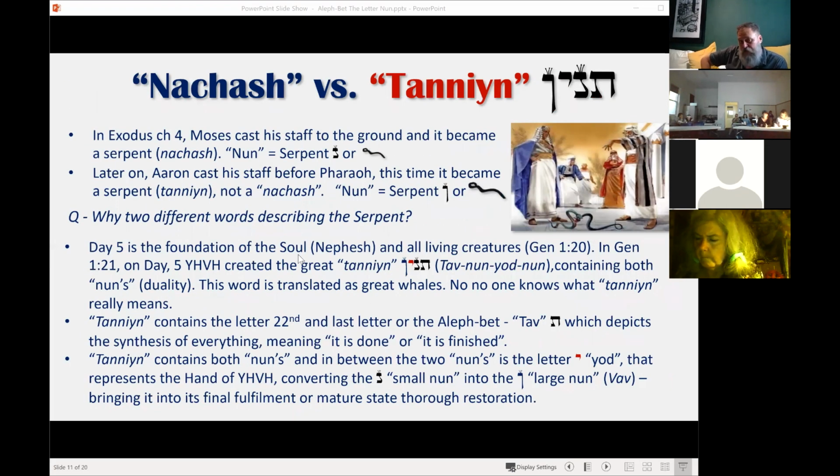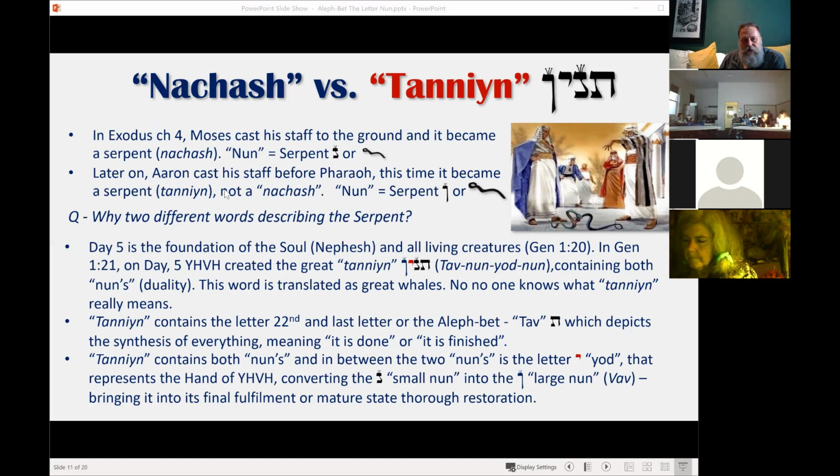Now, this is where it gets interesting. We saw the Nachash. Now, the Nachash is one of the symbolisms of the Nun. If you look at the Paleo-Hebrew, it's that little seed-like or sperm-like shape. It can also represent a serpent or a snake. And where we find that symbolism is in Exodus chapter 4, when Moses cast his staff down and it became a serpent. In this verse, the word used for that serpent is Nachash.